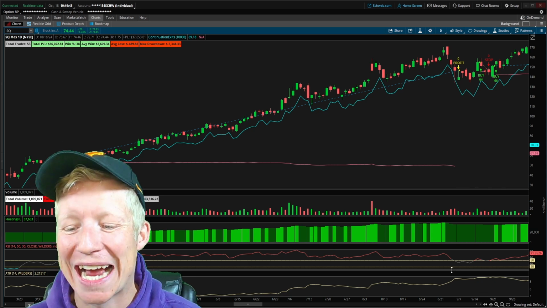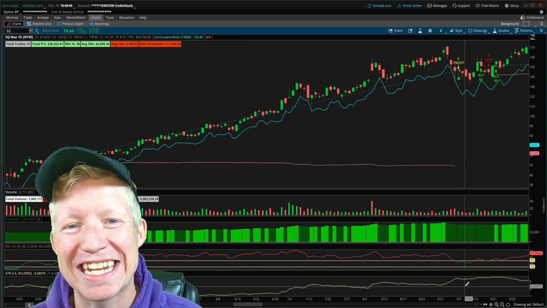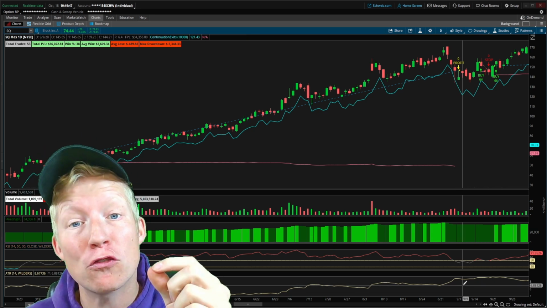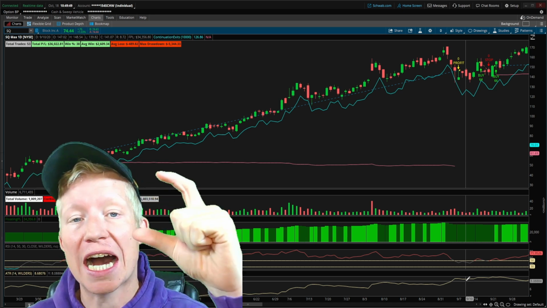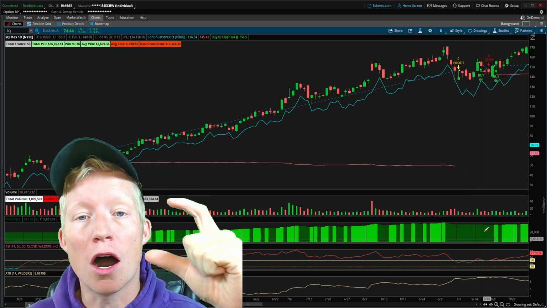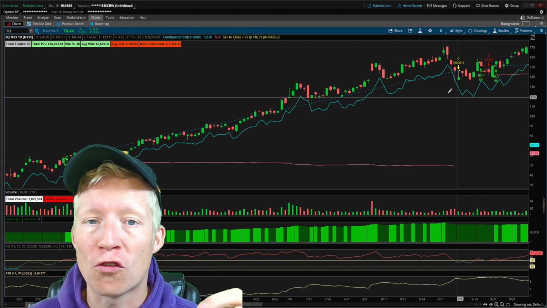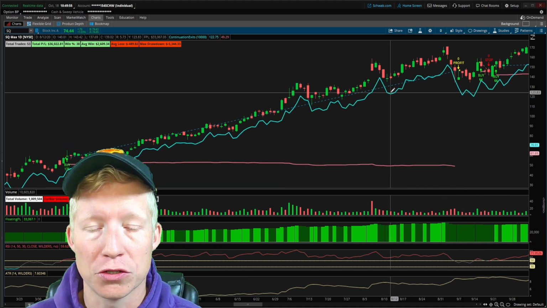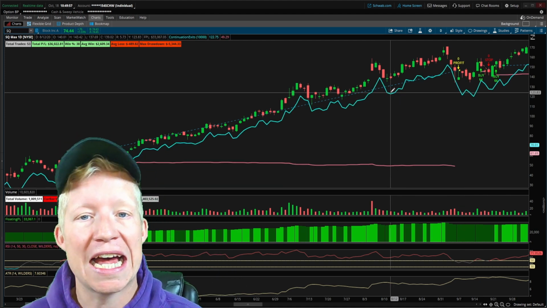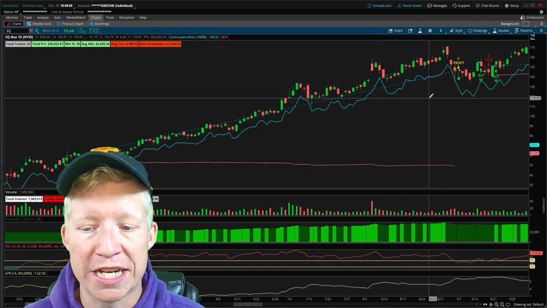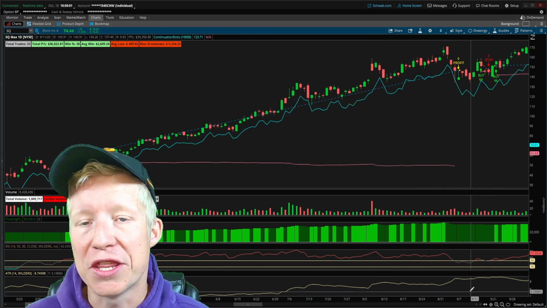Okay, sorry, I'm back. The average true range, what this indicator is measuring is the average distance between the high and the low of each candle over the last 14 candles. So how volatile has the stock been over the last 14 trading days? That is what this is measuring.